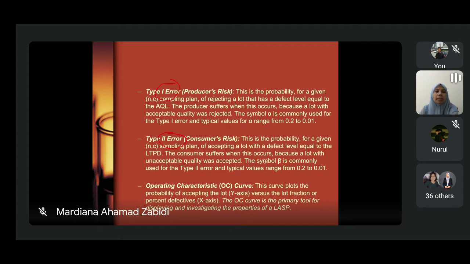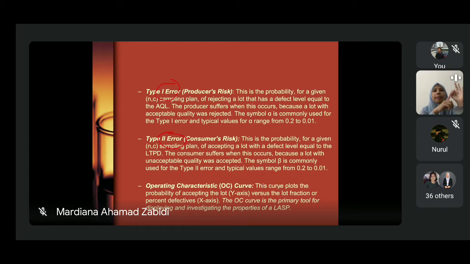So the symbol beta is commonly used for type 2 error. So type 1 error is alpha error, type 2 error is beta error. So type 1 error produces risk whereby you reject the acceptable product. Type 2 error is beta risk, okay, ataupun beta error, because we accept the product that's supposed to be rejected. Okay, and then we have this OC curve.